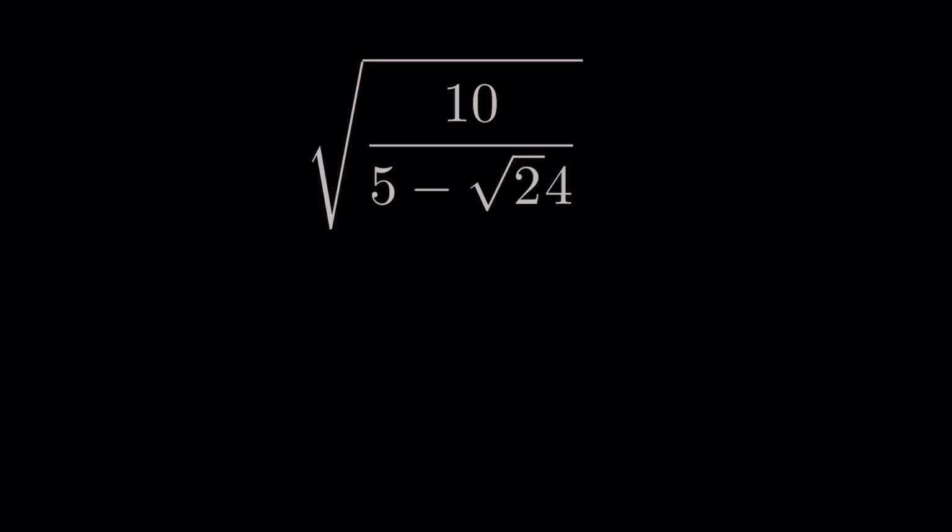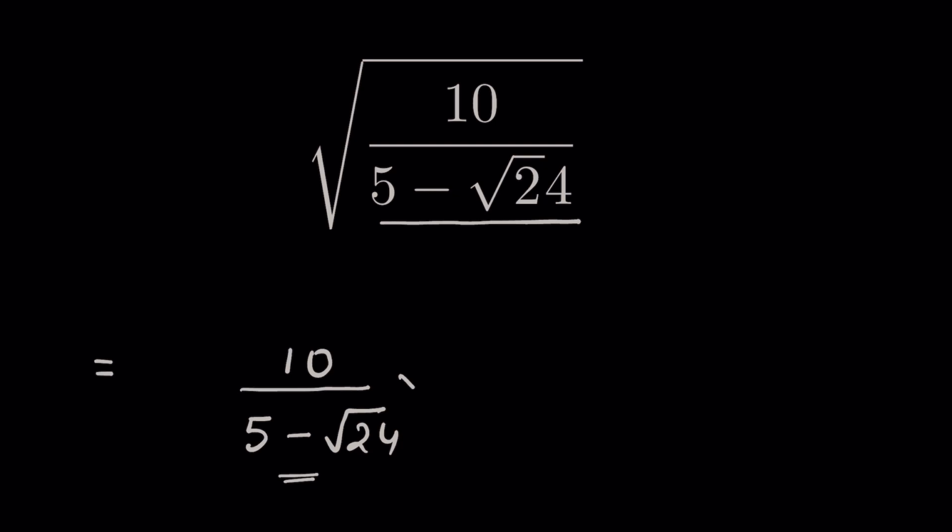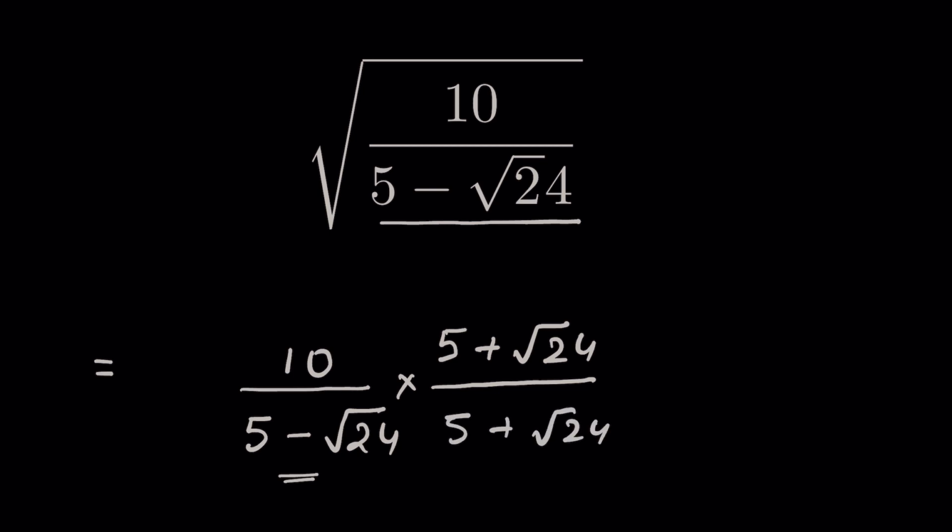10 upon 5 minus square root of 24, all under a square root. How to simplify this? Let's first rationalize the denominator. So it will be 10 upon 5 minus square root of 24, and we multiply and divide by the conjugate of the denominator, so it will be times 5 plus square root of 24 upon 5 plus square root of 24, all under the square root.